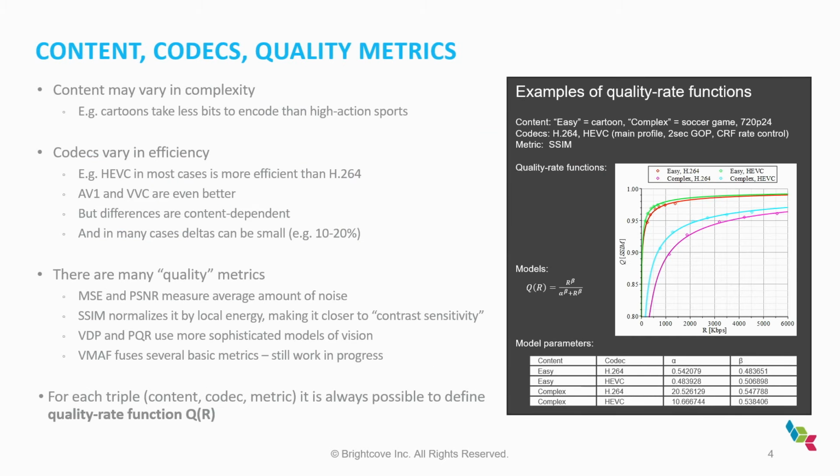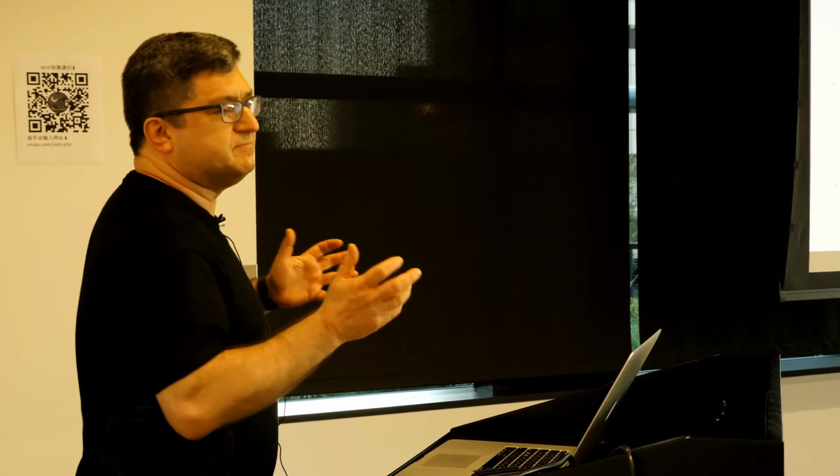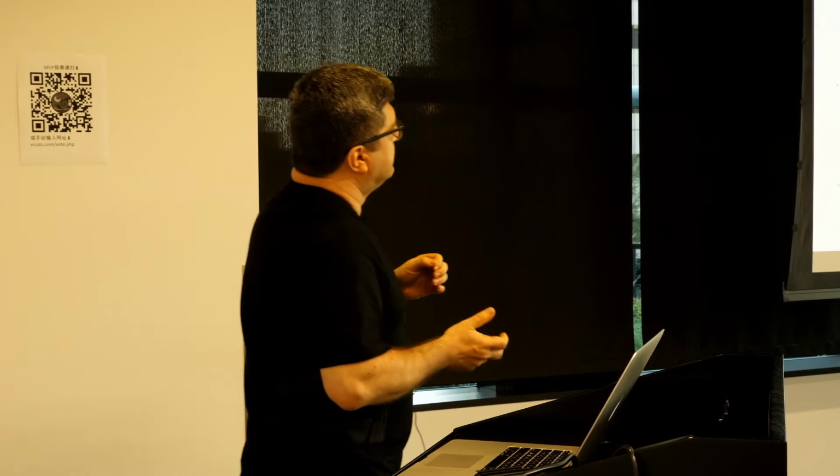So some basics. Of course, what usually is an input for streaming is the content. The content could be of different complexities. It could be, for example, cartoons. It could be high-action sports, and you need totally different bit rates in both cases. With cartoons, you could encode them at 1 megabit at 1080p. It looks fantastic. With sports, maybe 10 megabits is not good enough, depending on the kind.